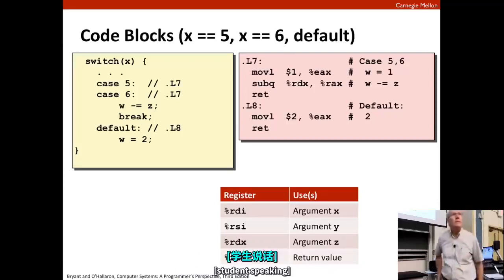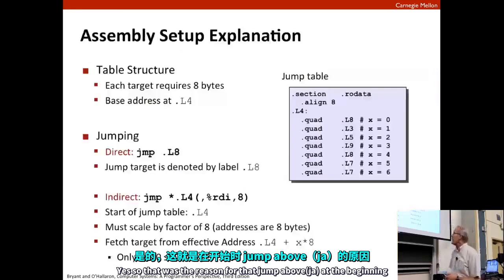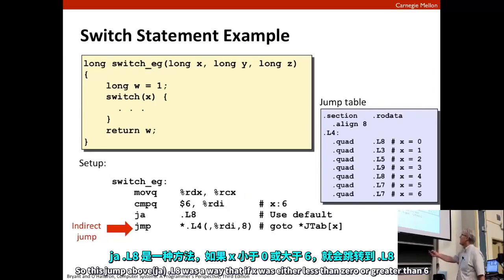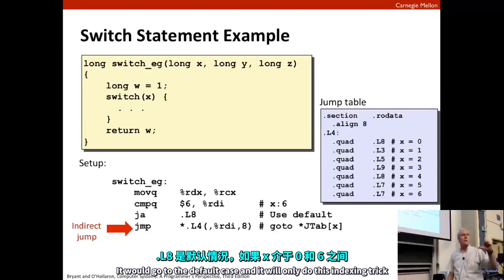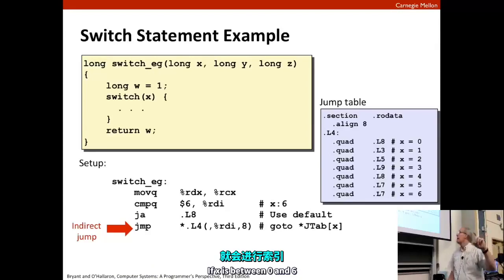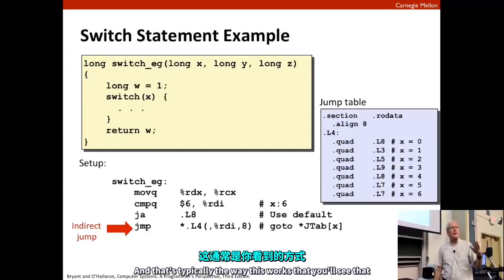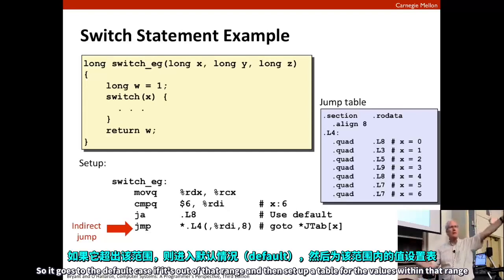Yes? The indexing into the jump table works if x is 0, 1, 2, and so on. Not if x is an arbitrary number. Yes, so that was the reason for that jump above at the beginning. So this jump above, L8, was the way that if x was either less than 0 or greater than 6, it would go to the default case. And it will only do this indexing trick if x is between 0 and 6. And that's typically the way this works. Whatever range of values you give, it has to figure out the smallest and the largest one, set up so it goes to the default case if it's out of that range, and then set up a table for the values within that range.